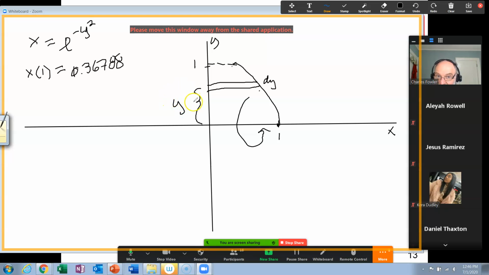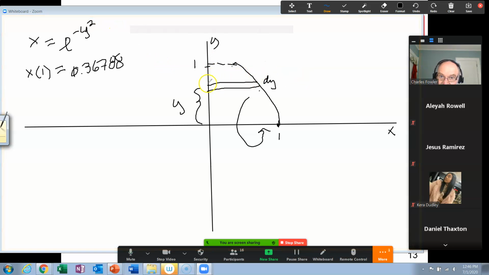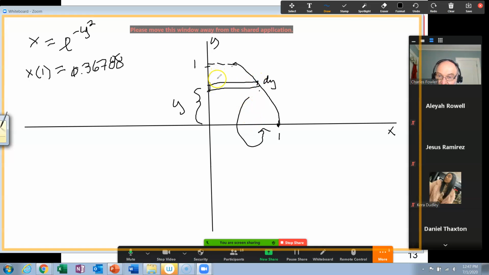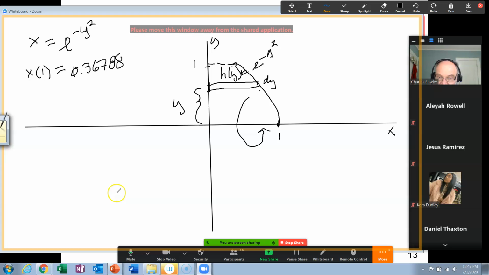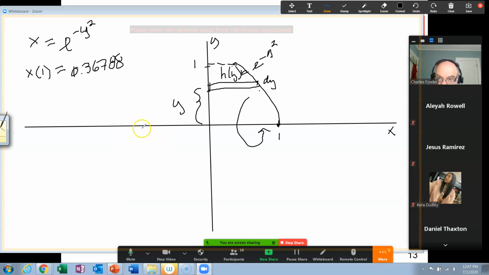So your p of y is y. And your x is your height. The height here from here to here is just your x value, and the x is e to the minus y. So your h here is equal to e to the minus y squared. I said minus y, but it's minus y squared. And this is your p of y here. I didn't write it because I didn't want to struggle with it. P of y is equal to y.